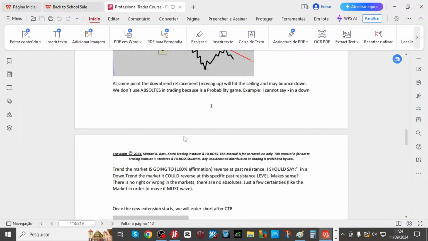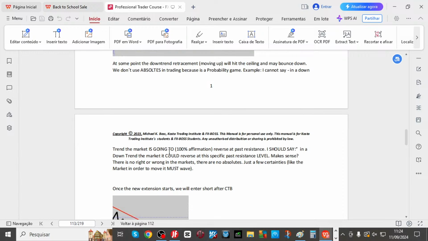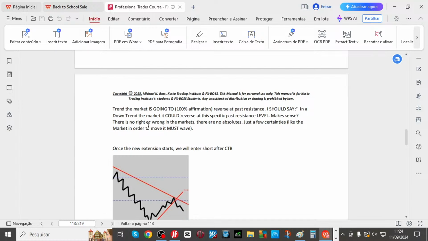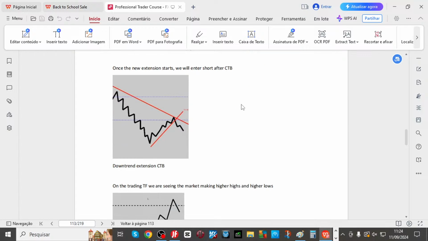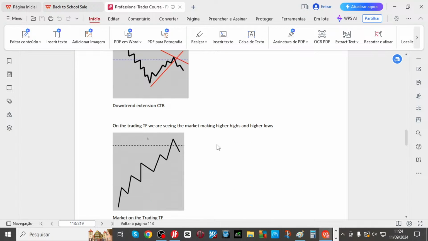Example, I cannot say in a downtrend the market is going to reverse at past resistance. I should say in a downtrend the market could reverse at a specific past resistance level. Make sense? There is no right or wrong in the markets. There are also no absolutes. And I explained to you yesterday, everybody, how you increase the probability, right?